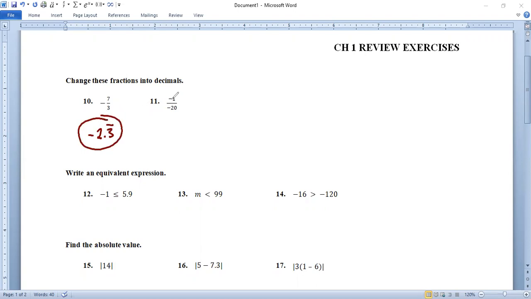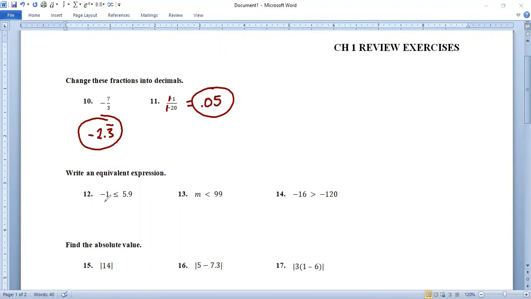Number 11, -1 over -20. Is that right? I don't know. -1 over -20. And we punch that in. The negative and the negative cancel, and it makes it a positive 0.05. And those you can just use your calculator and stick them in.